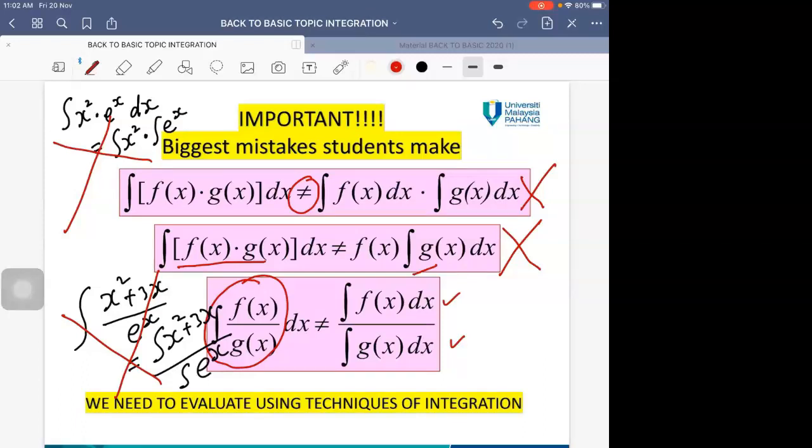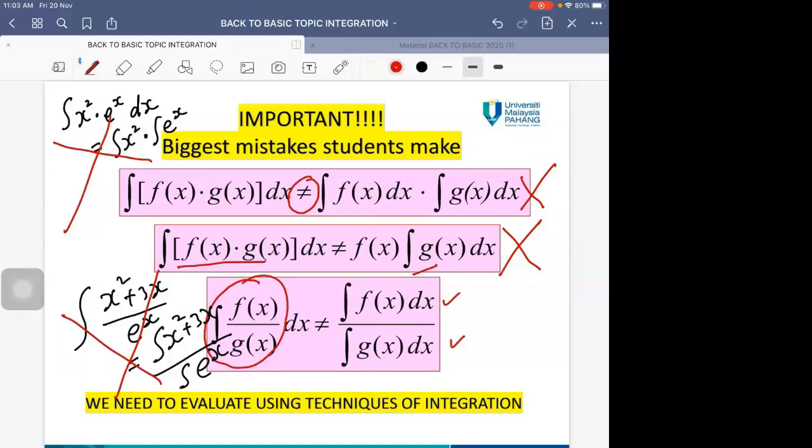So how do we evaluate this integration? When you have a multiplication or quotient of two functions, we have techniques of integration. Remember when Dr. Rosie explained differentiation, you have differentiation rules, the product rule and the quotient rule. When you use the product rule, you have a multiplication of two functions.